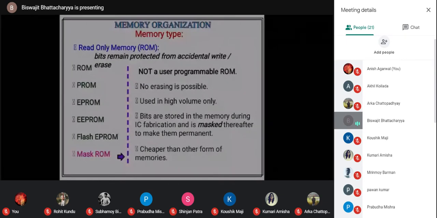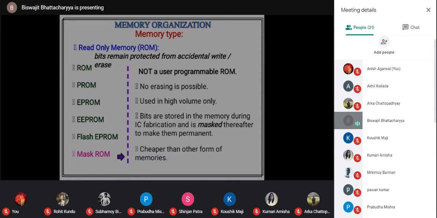User is not allowed to program again. No erasing is possible. Once some bits are stored inside the memory, the content is stored during the fabrication of the IC on the shop floor, and after that the content will be masked in the fabrication process so that the content is permanent inside the memory chip, and the data or program remains highly protected.